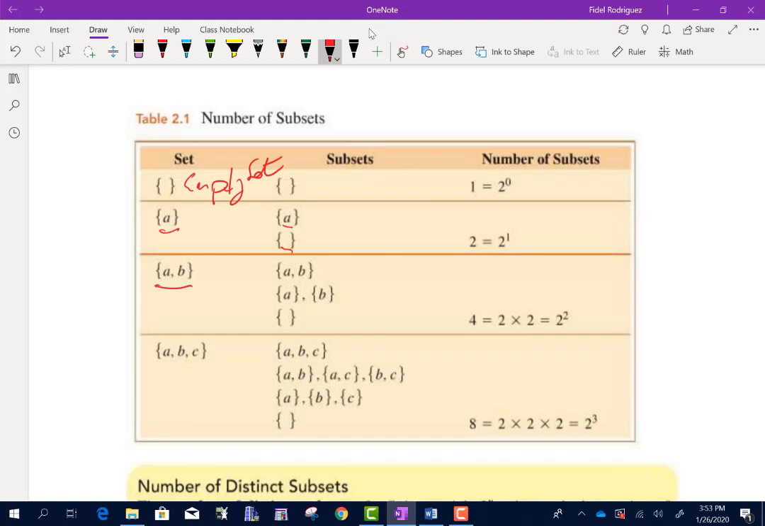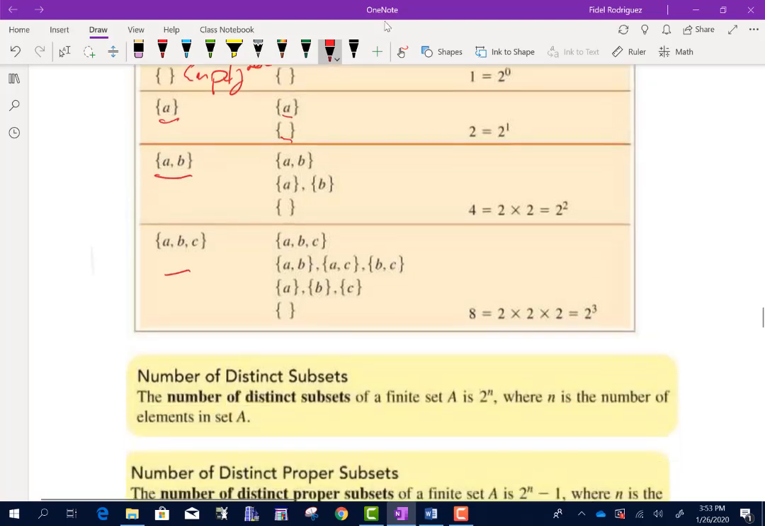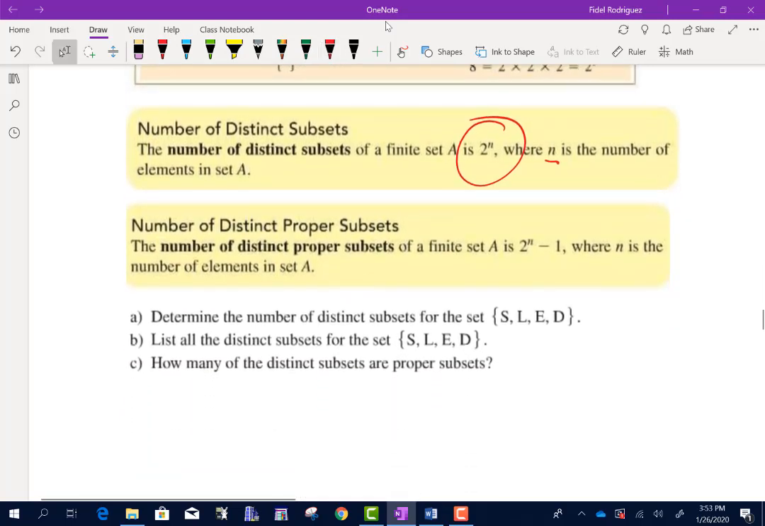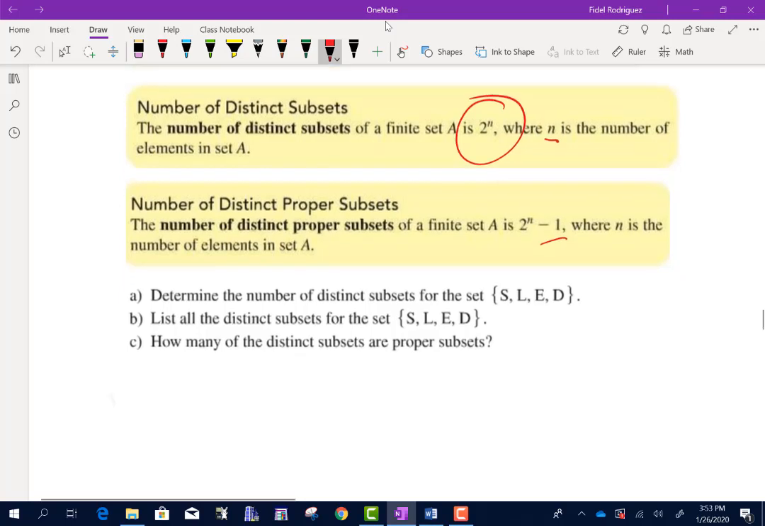And the same sort of thing happens here. The number of distinct subsets, the way we figure this out, is we're always going to take the number 2 and raise it to the power n. N is going to be the number of elements in the set A. And then the number of distinct proper subsets will be whatever that number was, minus 1.